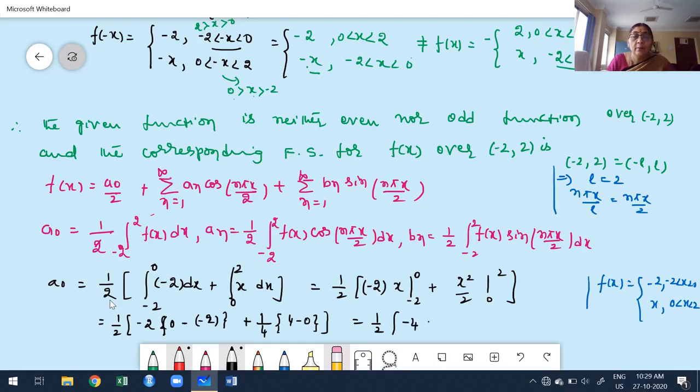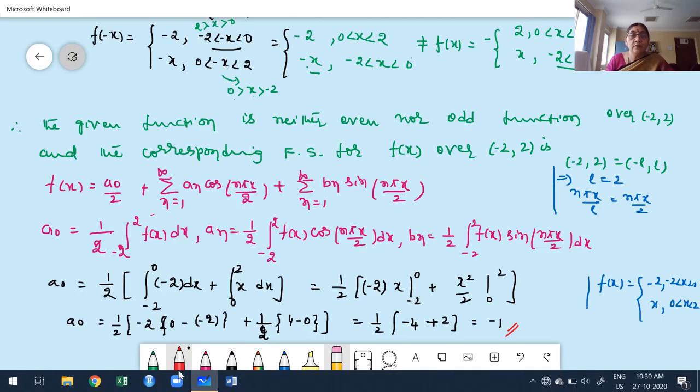Observe carefully, I made a mistake, not 1 by 4, this is 1 by 2, because I'll keep the constant outside. What's the constant? 1 by 2. x square is 4, 4 by 2 is 2. What we get actually? Minus 4 plus 2 is minus 2 by 2. What we get? Minus 1. This is my A naught.